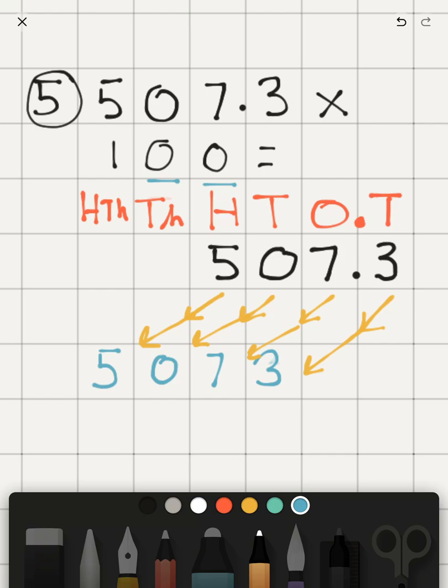Then really importantly, we need to check that there's no blank boxes before we get to the decimal point. And we can see over here, we have got a blank box. So there we need to put a 0, which is going to be our placeholder. Okay, so our answer is 507.3 times 100 equals 50,730.